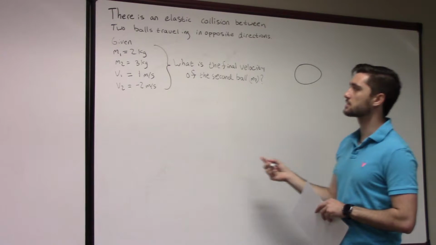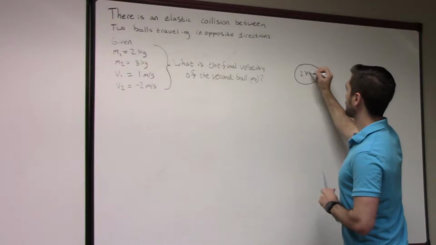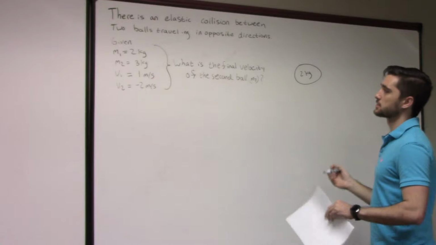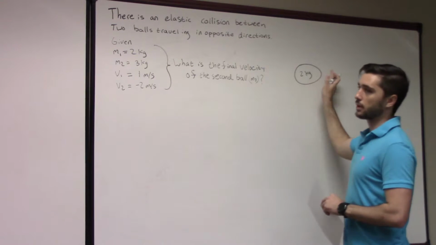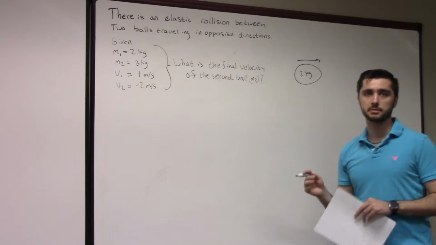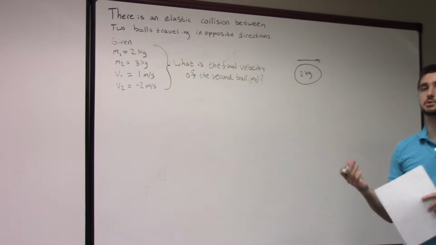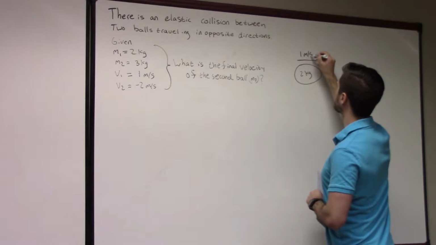I'm given that mass 1, which I take to be ball 1, is 2 kilograms. So I'll write 2 kilograms here. I'm given that its initial velocity is 1 meter per second. So I'm going to define the right direction to be my positive direction. And you can really define any direction to be your positive or negative direction as long as you stay consistent throughout your problem. So I'll label this as 1 meter per second.